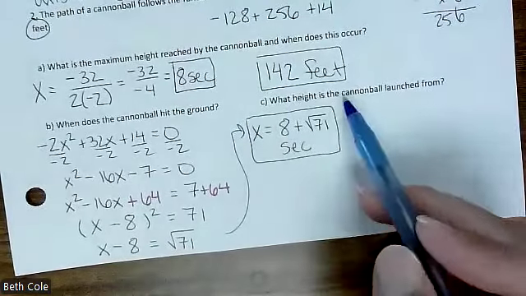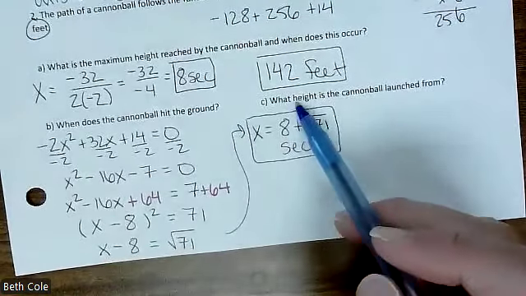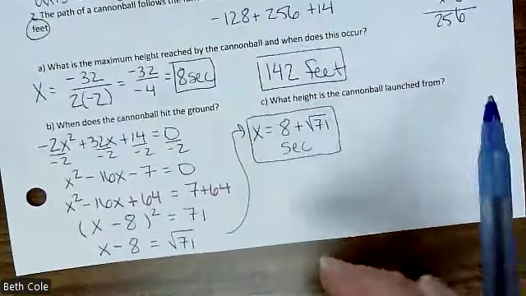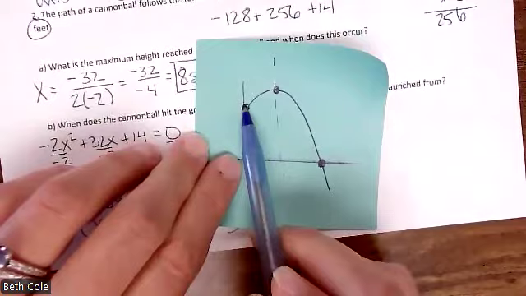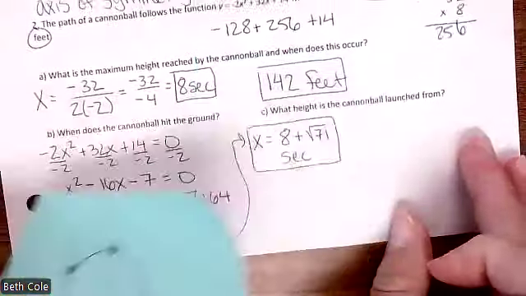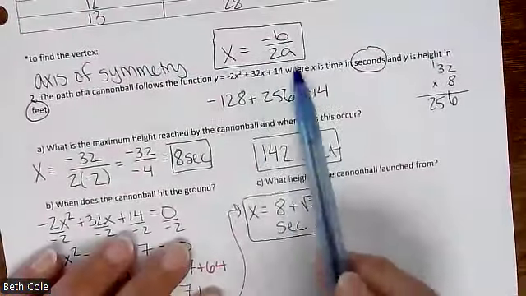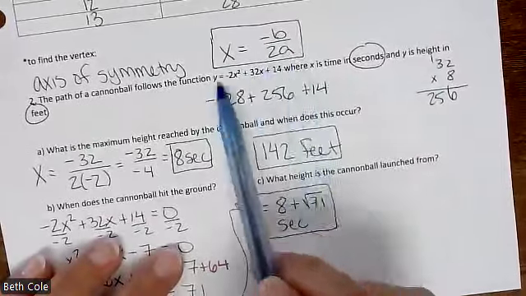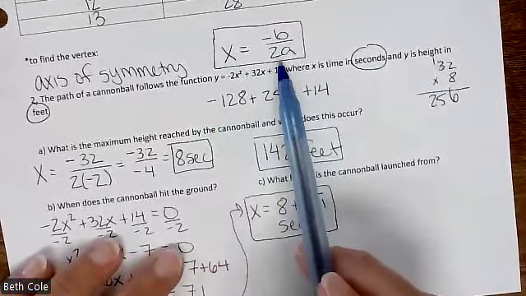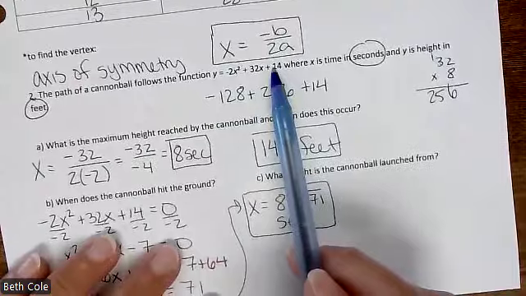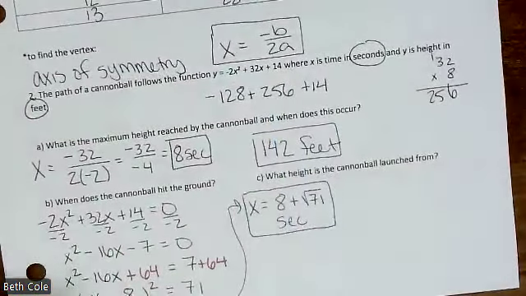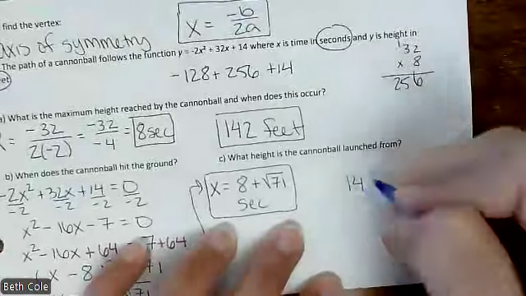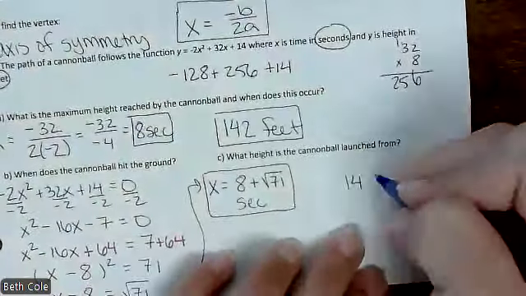Now, I encroached on the space for letter C, but that's not going to matter because this is actually the easiest one. What height is the cannonball launched from? In your picture, that's this right here. That's where you started. What is the answer? Just look at the equation without doing any work. Why is it the 14? Y-intercept, or you can think it went up 14, or you can think, oh, if I plug in 0, all those are correct ways to think about that, but 14 what? Feet.